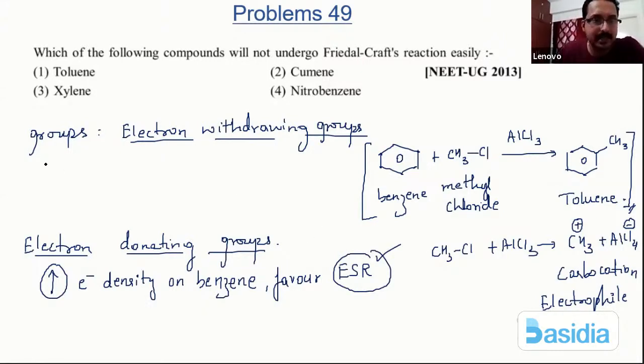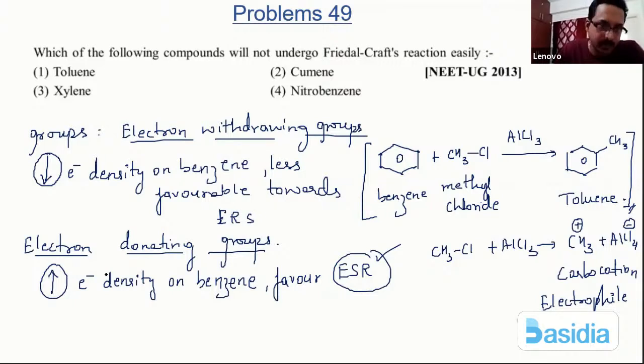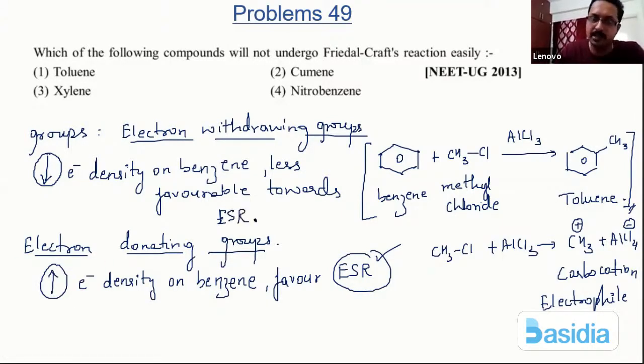But in case there are electron withdrawing groups, normally what we say is they are going to decrease the electron density, because they are electron withdrawing groups, right? They are actually pulling out the electrons from the benzene. So electron density is decreasing on the benzene. So what exactly happens? It becomes less favorable towards the ESR reaction. Please make a note of it. Less favorable towards the ESR reactions.